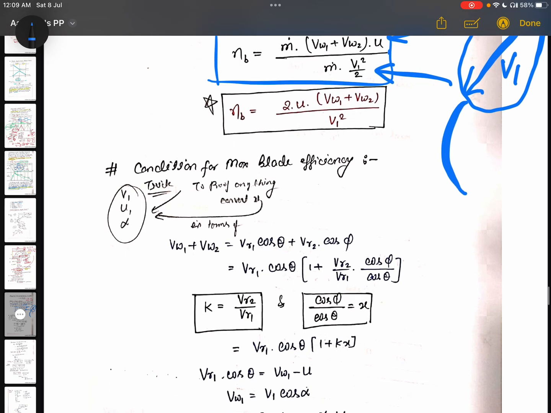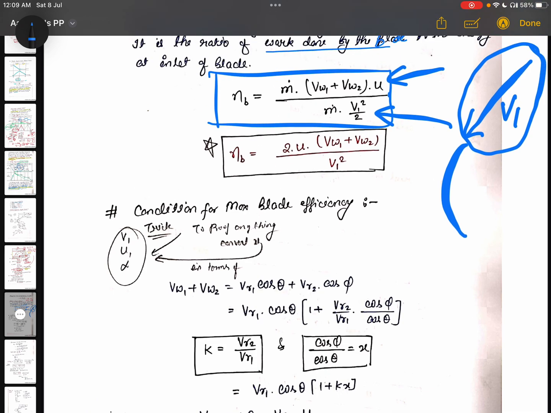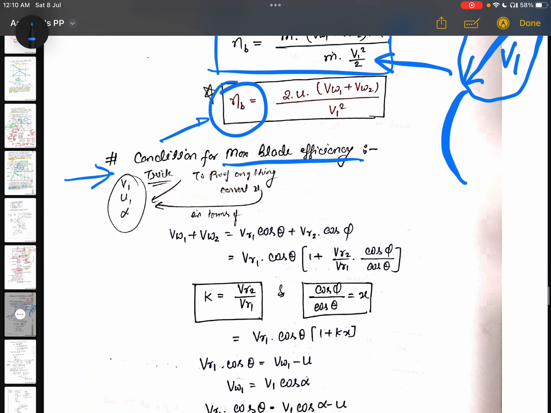Now, how can we define the maximum blade efficiency? For maximum blade efficiency, we can differentiate this blade efficiency. Here is a trick to find the maximum blade efficiency.